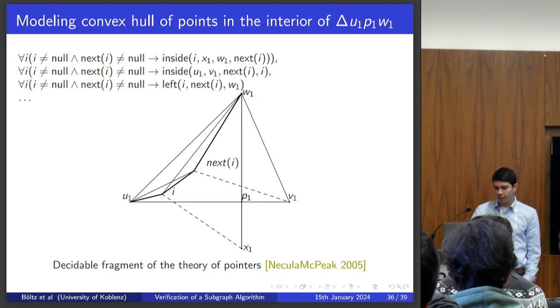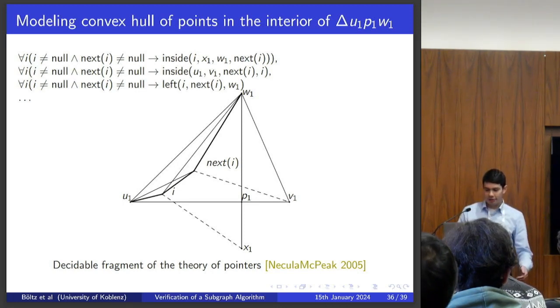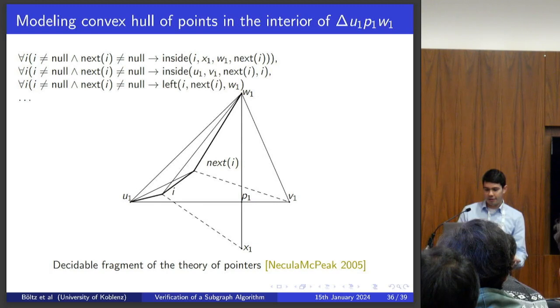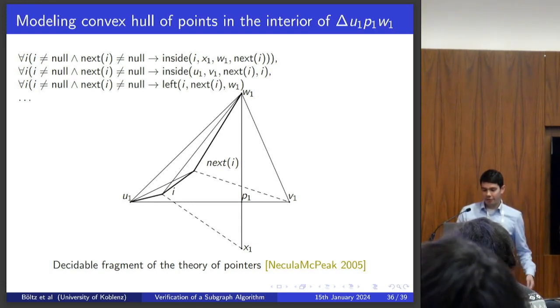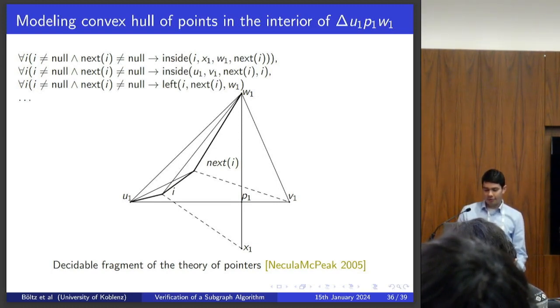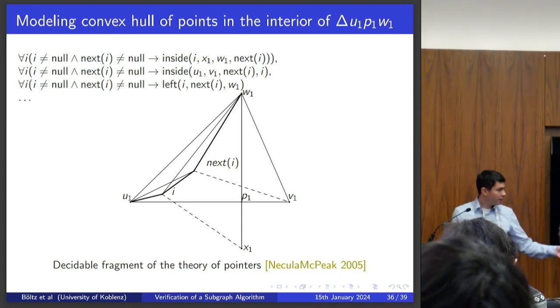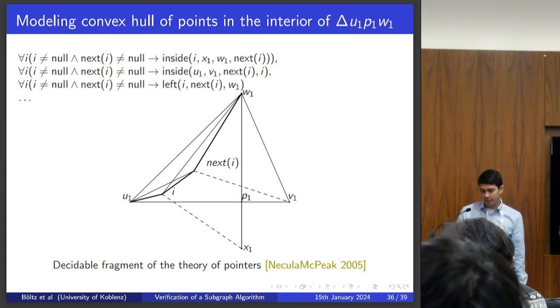So how did we model these convex hulls in the interior of a triangle? We again used some predicates, with I1 and next of I1 is not null. Then, for example, next of I has to be inside the triangle of I, xi, and wi, and I has to be inside a triangle formed by u1, v1, and next of I, and w1 has to be left of the line passing through I and next of I. This is a decidable fragment of the theory of pointers, where we refer to a paper of Nikula and McPeak.